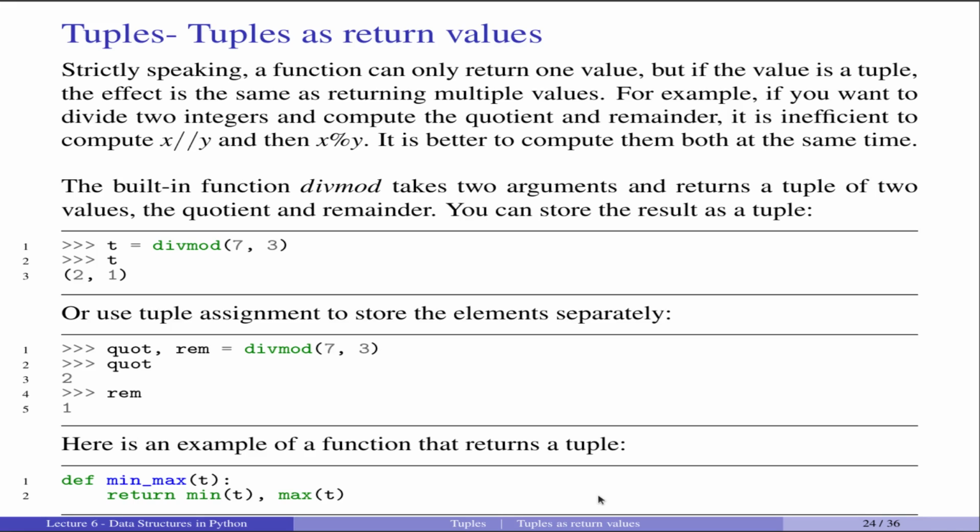if you want to divide two integers and compute the quotient and remainder, quotient বলতে আমরা ভাগফলকে বোঝাই, রিমাইন্ডার বলতে ভাগশেষকে বোঝাই. It is inefficient to compute x floor division y and then x modulus y. So it's better to do them both at the same time. এই অ্যাট দ্য সেম টাইম করার জন্য পাইথনের একটা বিল্ট ইন ফাংশন আছে, বিল্ট ইন ফাংশনের নাম হচ্ছে div mod.